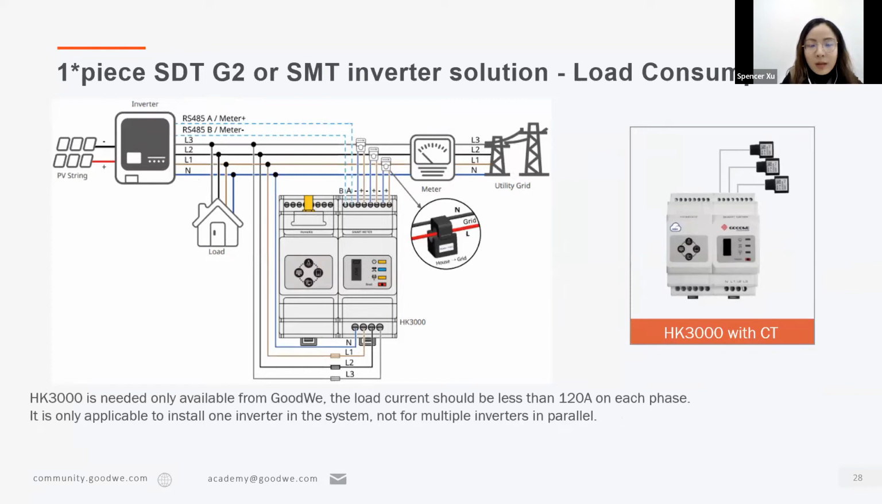Similarly, if we need load consumption monitoring, we can still use the home kit, but we offer the three-phase home kit, which is the HK3000 with CTs to realize the single SDTG2 or SMT inverter solution. Please note that it is only acceptable to install one inverter in the system, but not multiple inverters.